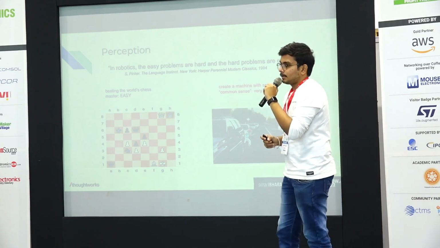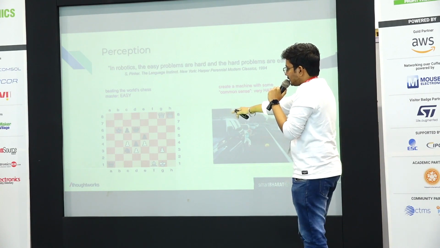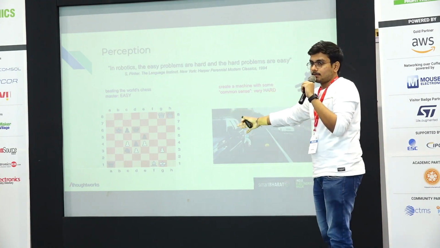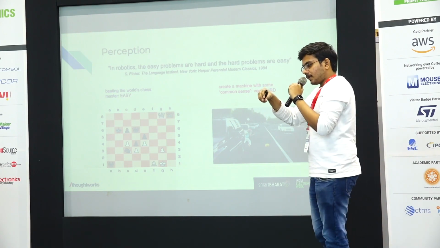So first, let's look at perception. Now you can see the chessboard there. For us it might be difficult, but for the computer it is easy to know where the chessboard is, or where each chess coin is.